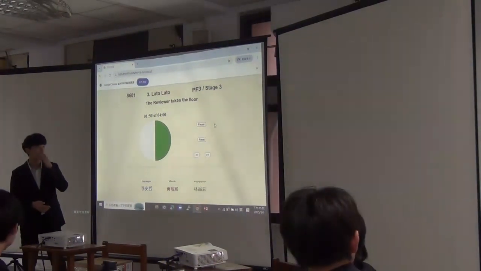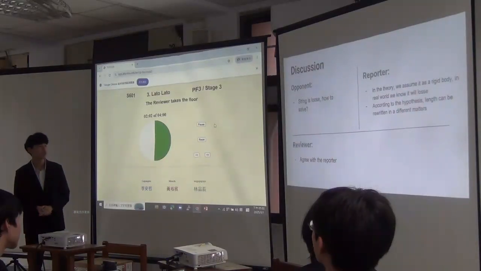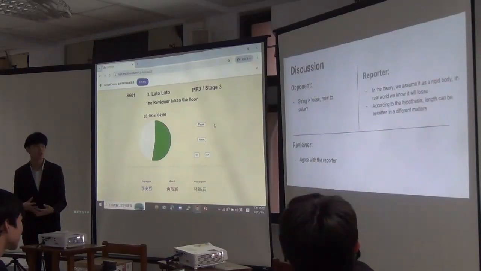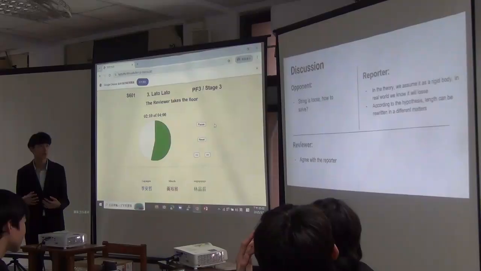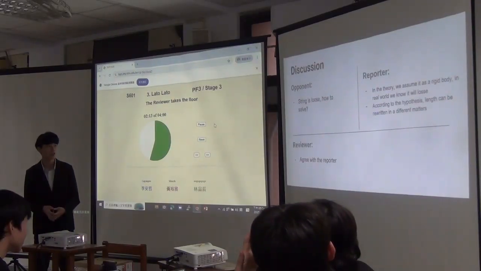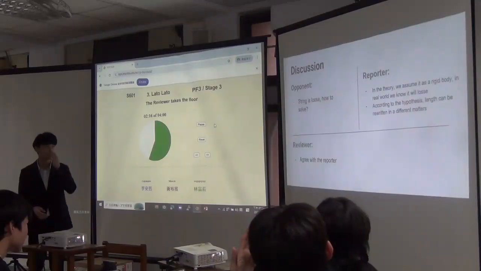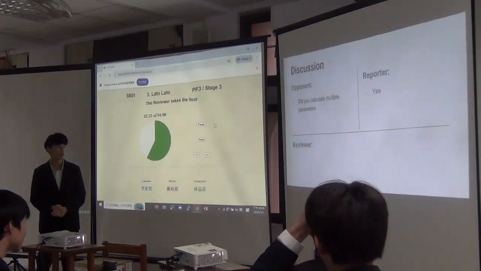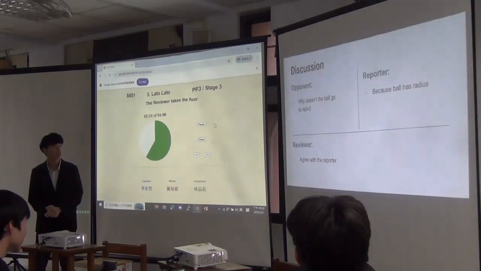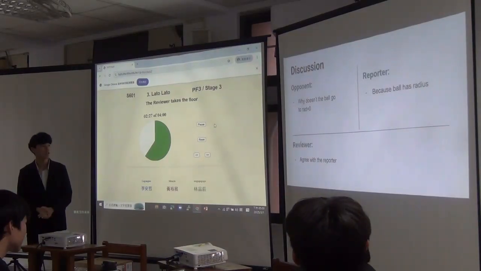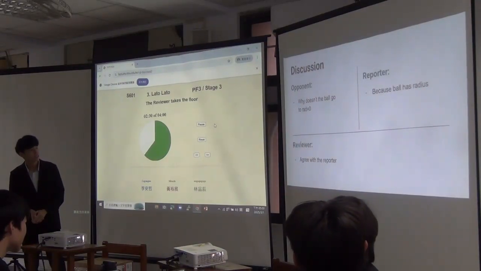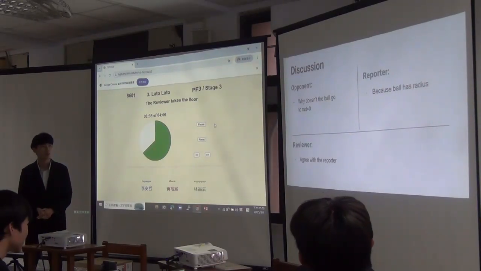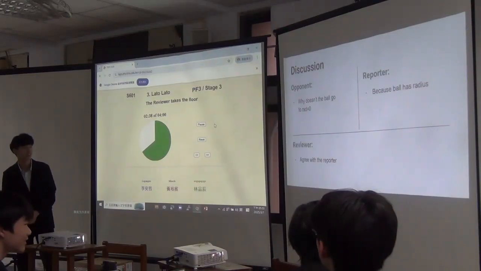Next, the opponent asks, if the string is loose, how to solve the energy loss. The reporter responds that in theory they assume a rigid body, and in the real world we know the string will be loose. According to a hypothesis, the length can be rewritten in different ways, and we agree with the reporter. The opponent asks the reporter, "Did you calculate multiple parameters?" The opponent then asks, "Why doesn't the ball go to radius equals 0?" The reporter says because the ball has a radius, and we agree with the reporter.